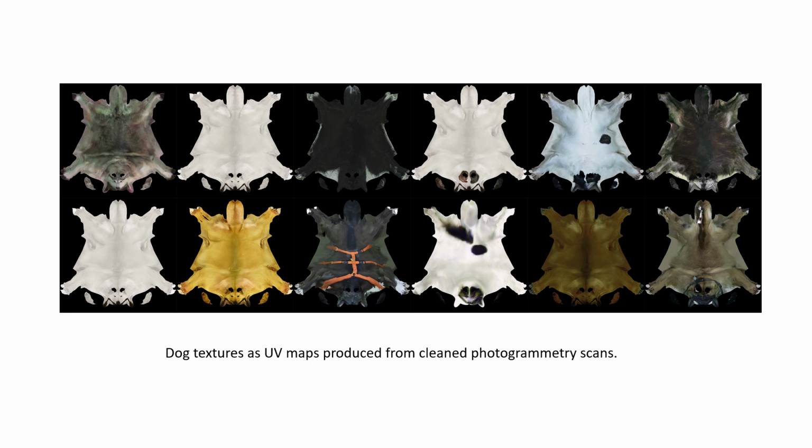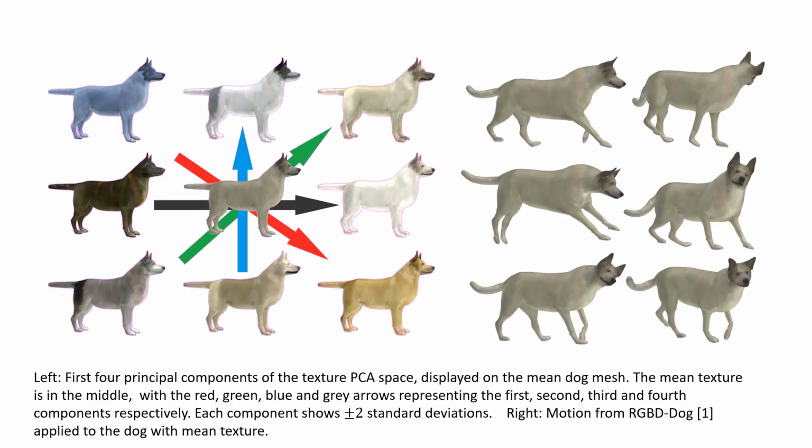Our PCA texture space is built from the texture maps resulting from 12 photogrammetry scans. Here we can see the dog textures as UV maps produced from the cleaned photogrammetry scans. This texture space can then be explored using our texture parameter. Here we can see some visualization of our texture space for the first 4 principal components of the PCA space. We also show the effect of posing the mesh with motion capture data.